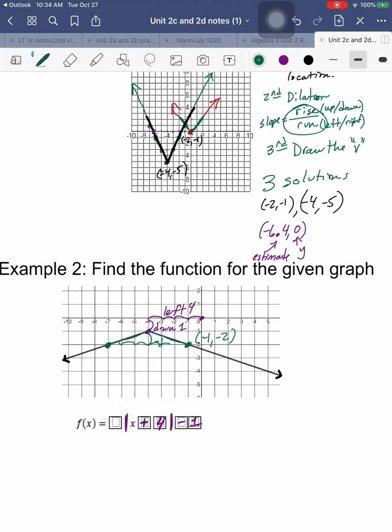So, or down 1 and right 1, 2, 3. So left and right don't do anything with negatives. It's just down 1 is a negative and right 3. So -1/3. So we could rewrite this as -1/3 absolute value of x plus 4 minus 1.